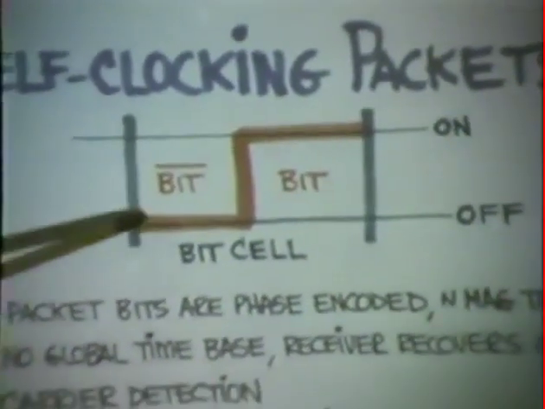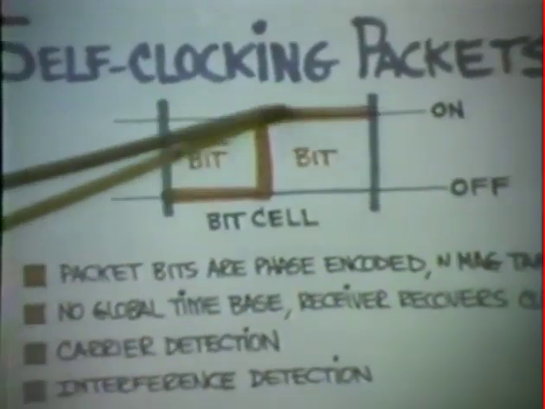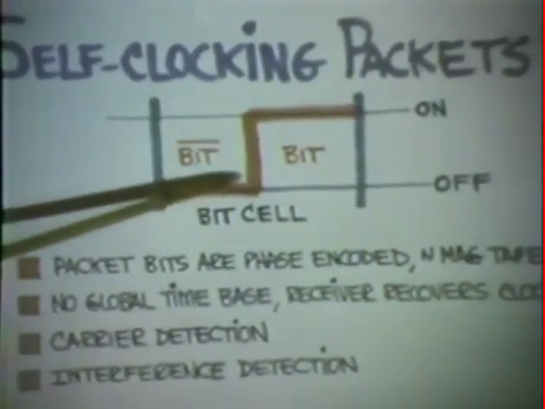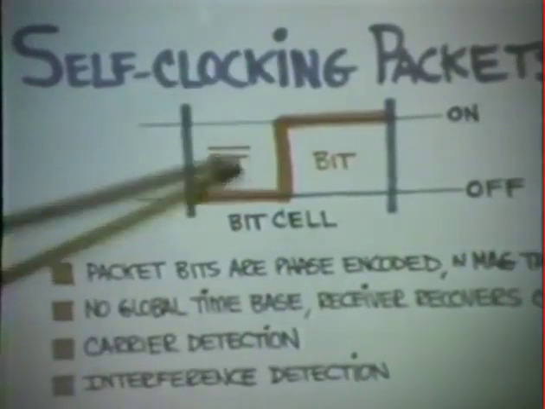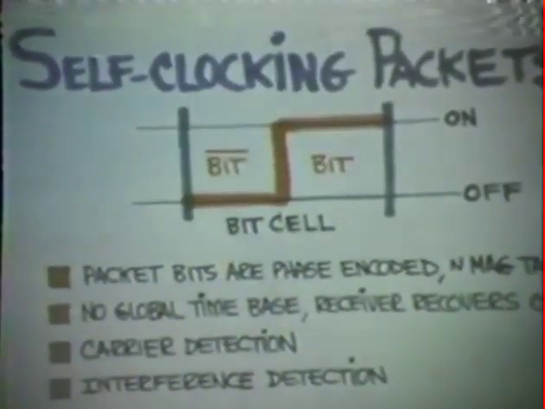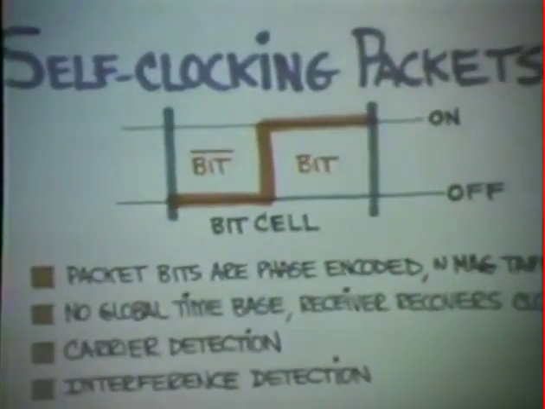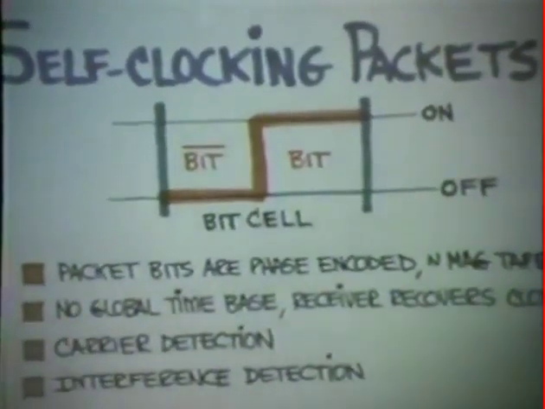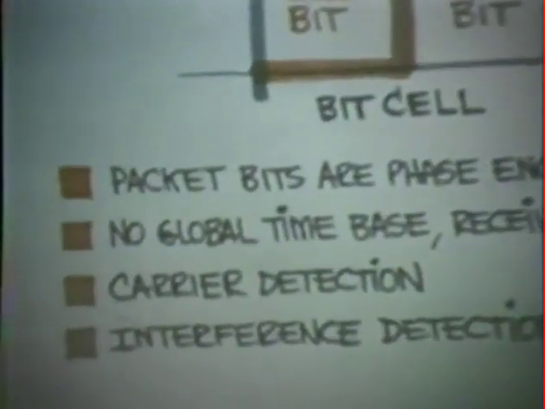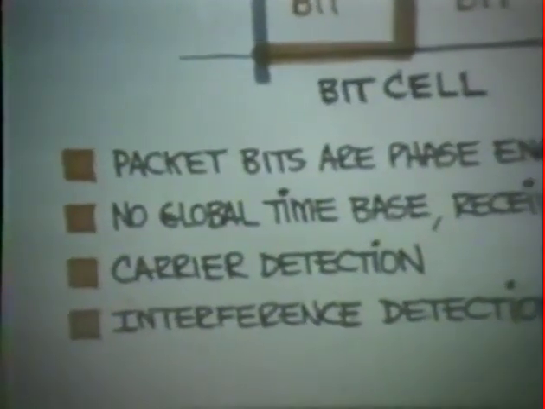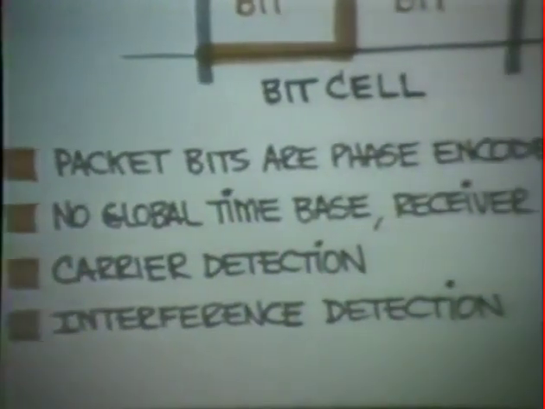This allows both the data and the clock to be encoded at once. That is, you see here that the time of the bit transmission is established by the transition, and the value of the bit is established by the sense, whether it's 1 to 0 or 0 to 1. There is, in fact, no global time base in the Ethernet. Each of the transmitting stations encodes data and clock in the transmitted packet, and then the data and clock are recovered by the receiving station.